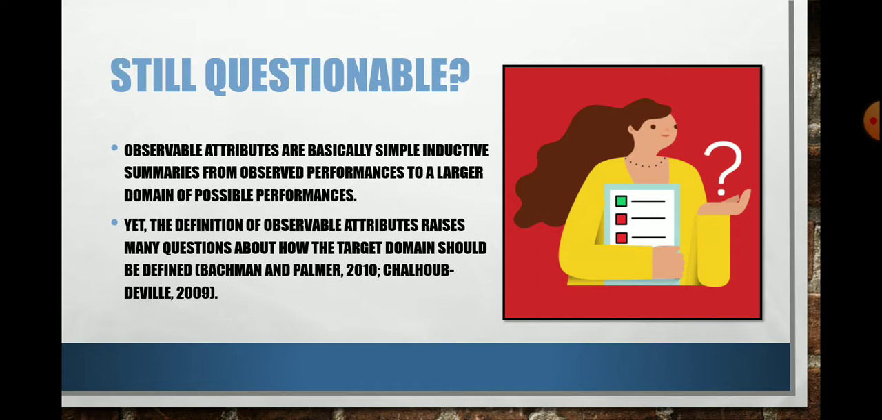Okay, so again, this is now the final part. I have explained this one in the first paragraph. Inductive summaries are simple yet bring a meaningful observation, but it does not mean that it is always accurate. That is why it was mentioned here that the definition of the observable attributes raises many questions on how a target domain should be defined. I think the domains being specified here are the learning domains such as cognitive, affective, and psychomotor.